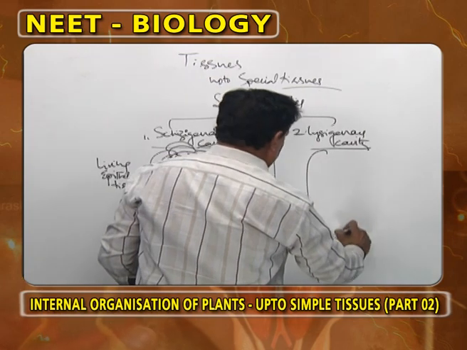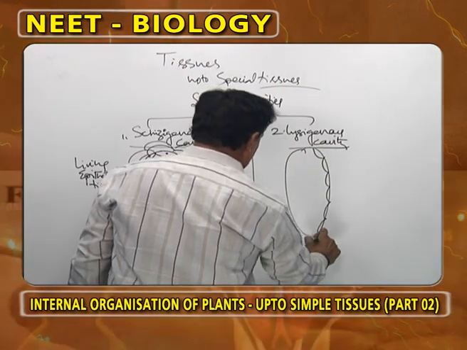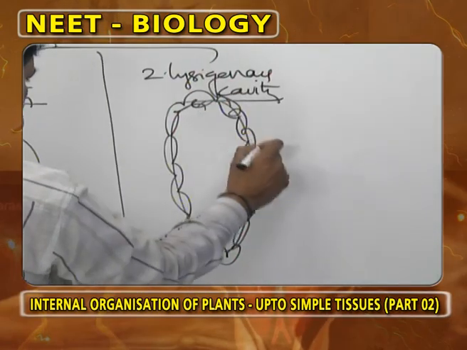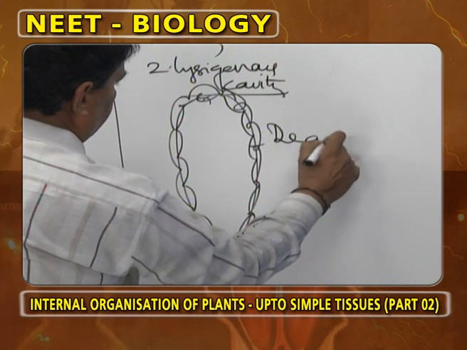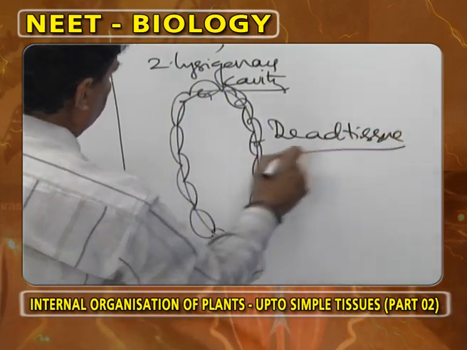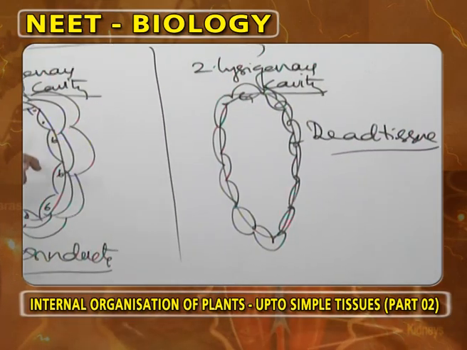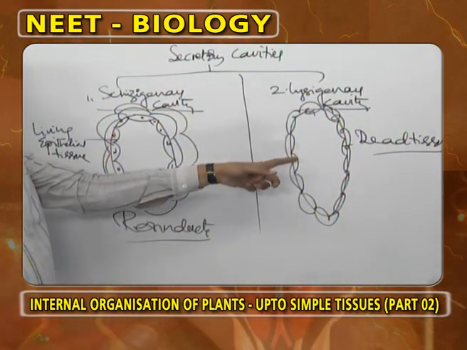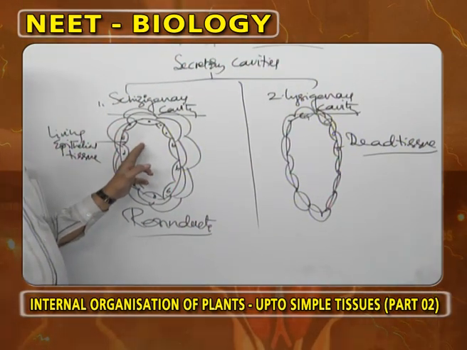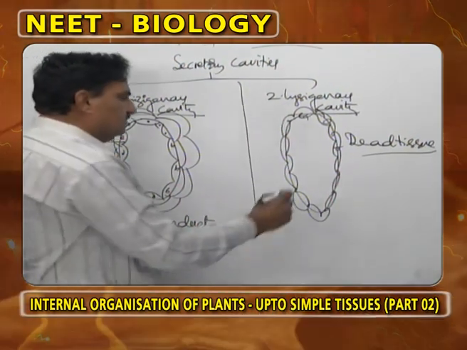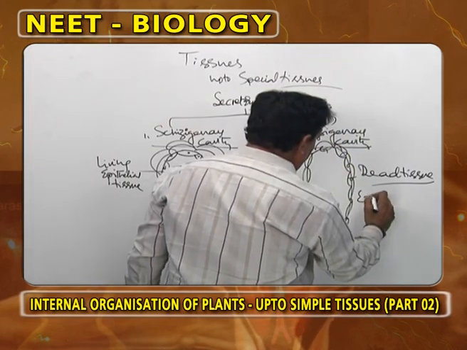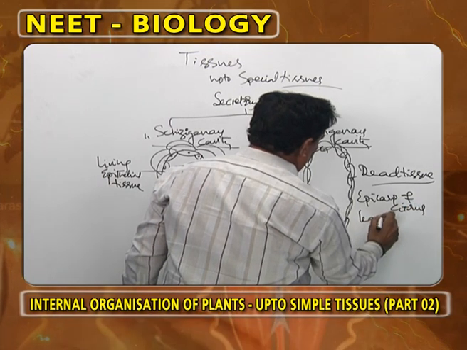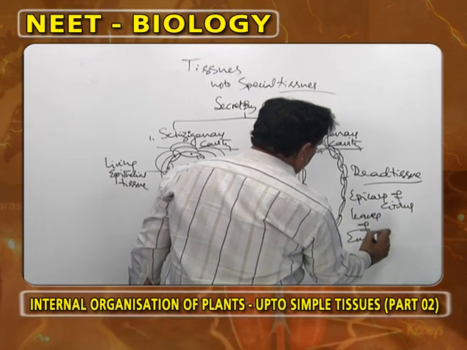Lysogenous cavity is formed by the disintegration or destruction of cells, and here it is surrounded by dead tissue. That is the difference between schizogenous and lysogenous. Schizogenous cavity is internally lined by epithelial tissue. Lysogenous cavity is found in the epicarp of citrus and leaves of eucalyptus.